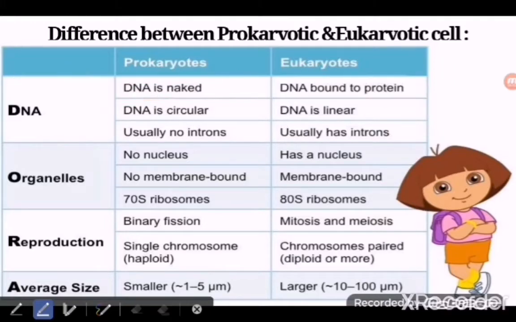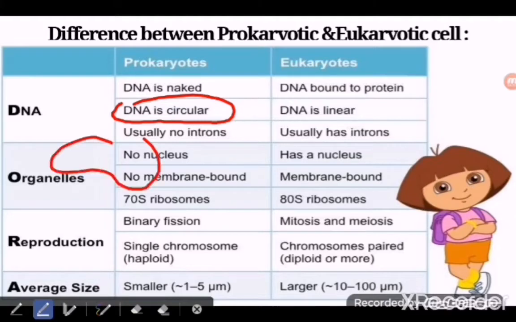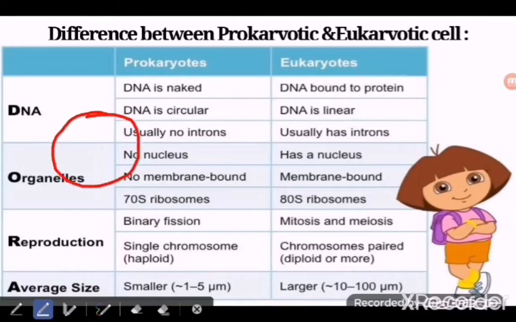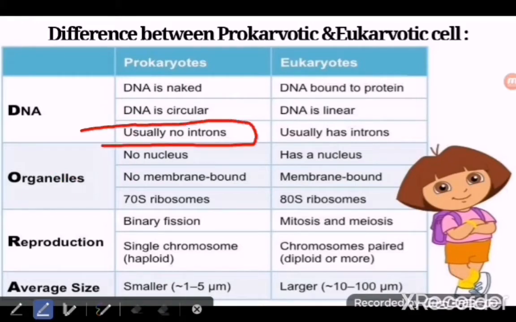And DNA is circular, meaning the DNA of prokaryotes is circular DNA. It is not like a ball of thread. It is just circular DNA, usually with no introns. It is not part of your class, you will study it in higher classes, so don't worry about it.